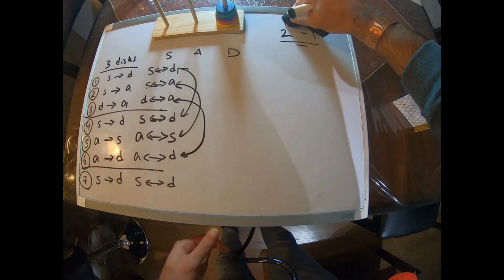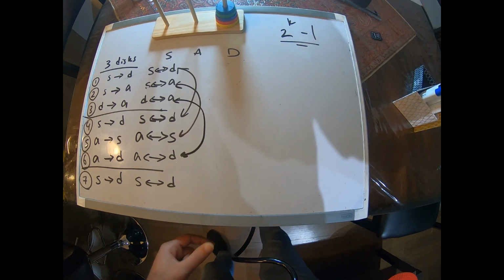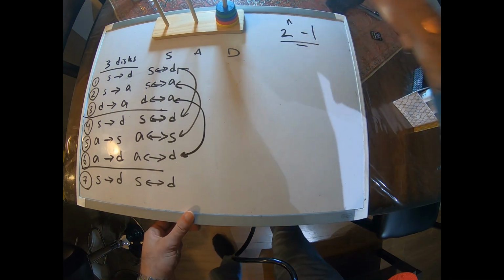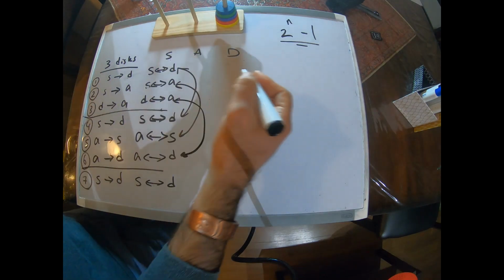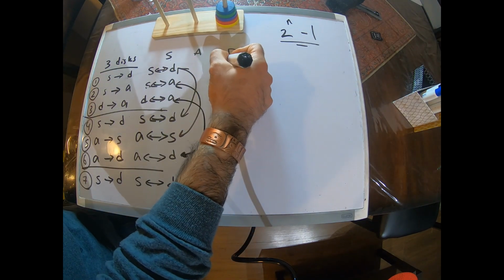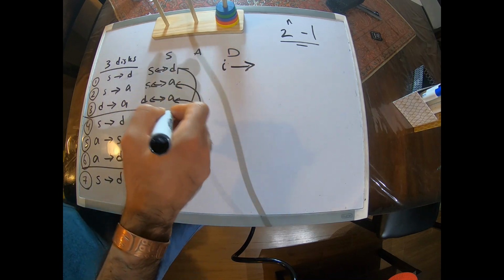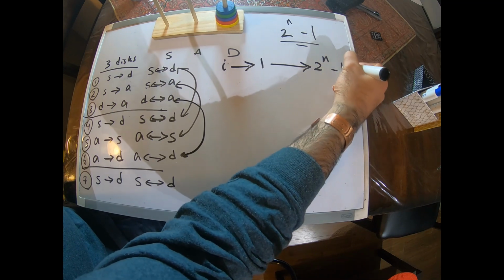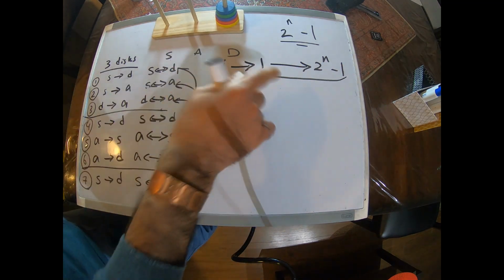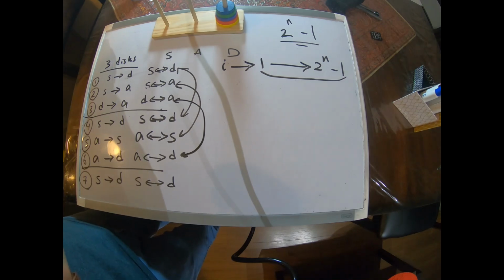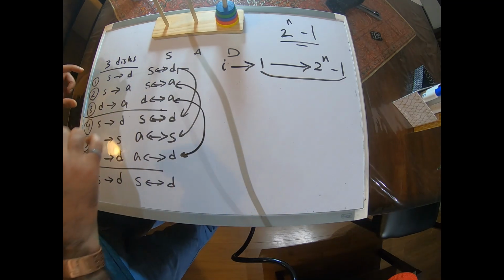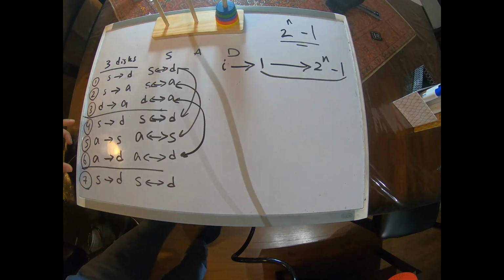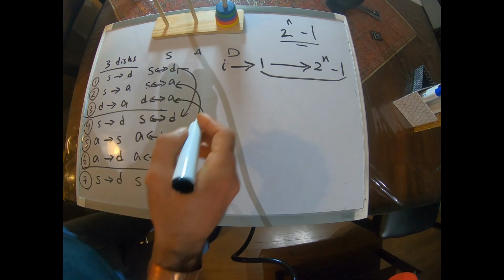Let me call this one N. Okay, right? So I know that I need a loop that goes from, let's say, 1 to 2^n minus 1. These many moves are needed. And you see that the moves we have are going to repeat themselves every 3 moves.